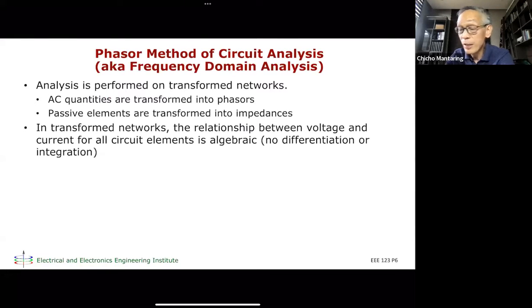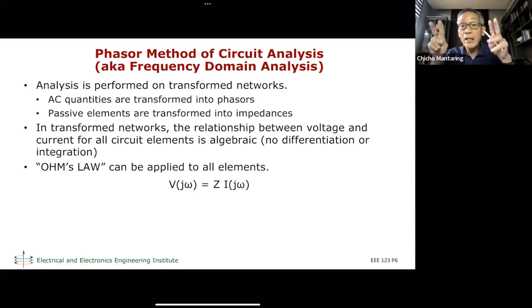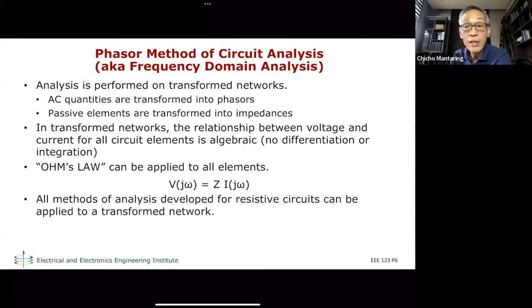So that's what I'm saying here. The relationship between voltage and current for all circuit elements is algebraic, no differentiation or integration. So pwede tayong mag-apply ng quote-unquote Ohm's law. And our modified Ohm's law is V is equal to ZI, imbis na V is equal to RI. V is equal to Z times I. Yan yung Ohm's law natin. And you're going to find out that all methods of circuit analysis developed for resistive circuits can now be applied to your transform network.